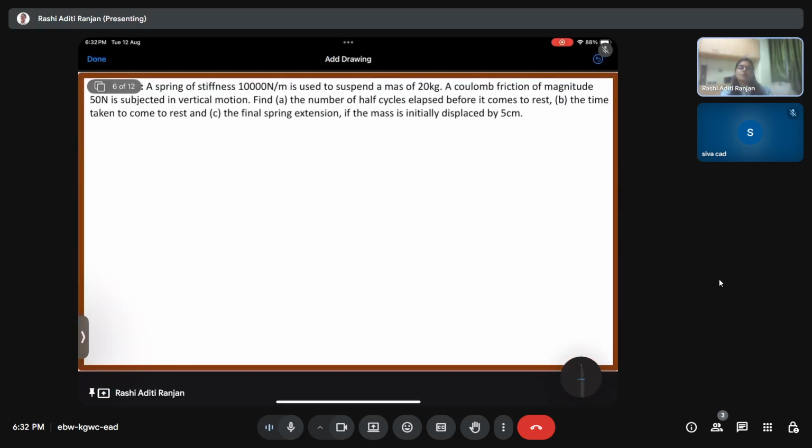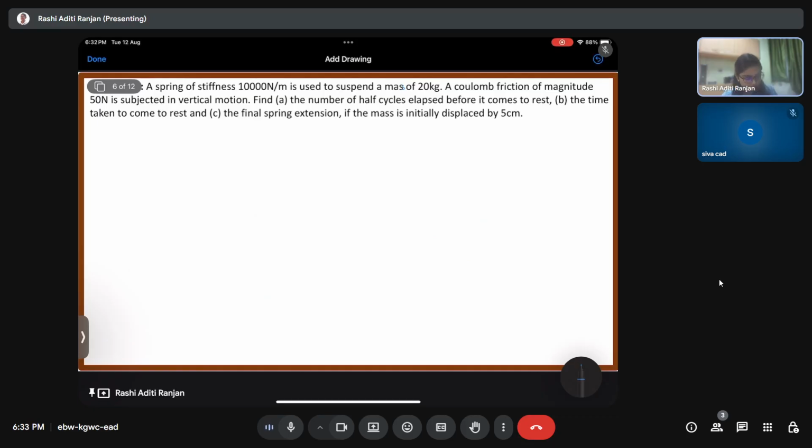Now coming on to question number 3. It says that a spring of stiffness 10,000 Newton per meter is used to suspend a mass of 20 kg. S is missing over here. A Coulomb friction of magnitude 50 Newton is subjected in vertical motion. Okay. Find the number of half cycles elapsed.